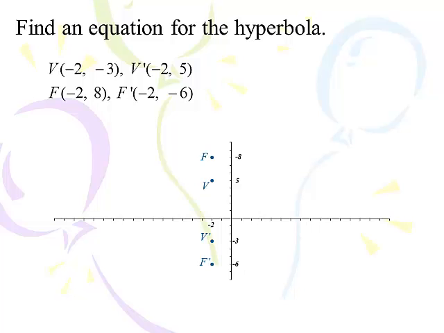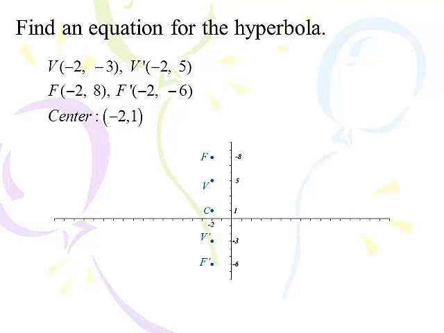It's 8 units from -3 to 5, so it must be 4 units from the vertices to the center. Therefore, the center is at (-2, 1). It's halfway between the vertices, or you can say it's halfway between the foci. So I know that my vertices are up and down, which means y squared is going to come first. It's going to be (y - 1) squared over something minus (x - (-2)) quantity squared over something equals 1.